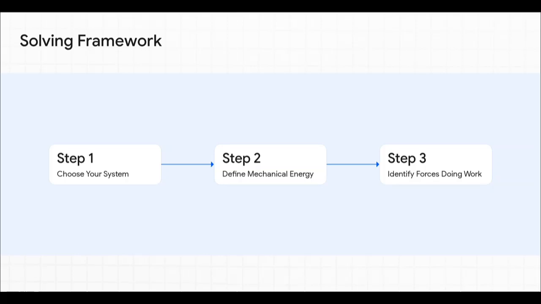You have to choose your system. You have to draw a boundary around what you're analyzing. So for our first try, let's just make our system everything: the block, the earth, and that rough surface.